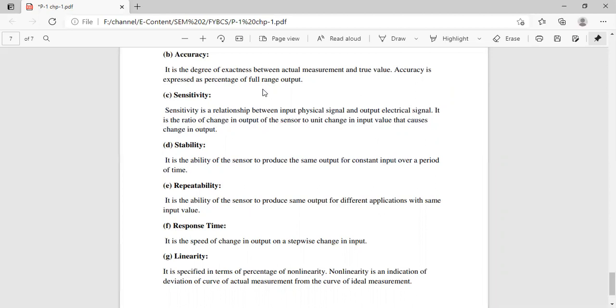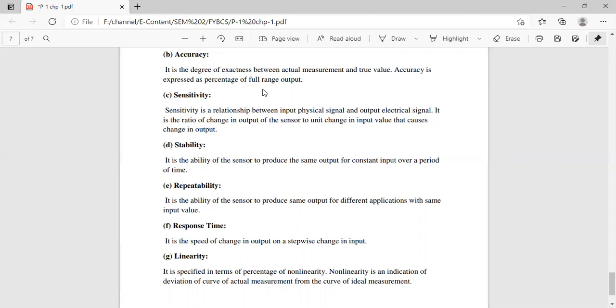After that, stability. What is stability? It is the ability of the sensor to produce the same output for constant input over a period of time. Suppose I have a temperature sensor or thermometer that shows me different temperature measurements, a different reading each time. That is not required. What we need is a constant reading over a particular period of time. That is nothing but the stability of the sensor.